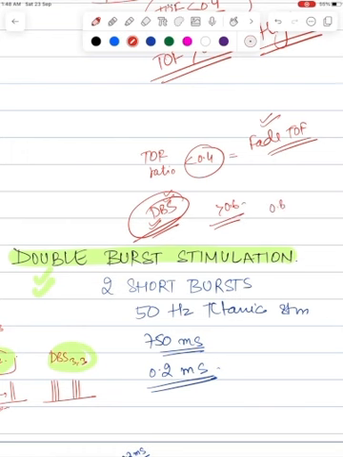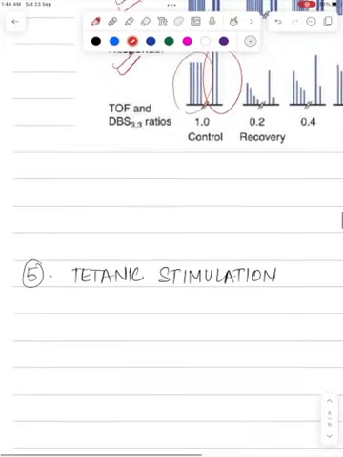So when the TOF ratio is, let us suppose, 0.8, obviously the neuromuscular junction has not yet recovered, because full recovery is marked by a TOF ratio of more than 0.9. So at a TOF ratio of 0.8, there is residual neuromuscular paralysis, but you might not be able to see fade even with double burst stimulation. Therefore, double burst stimulation cannot replace objective neuromuscular monitoring.